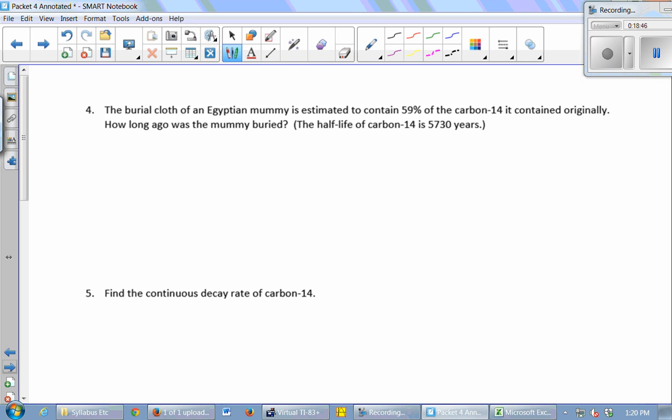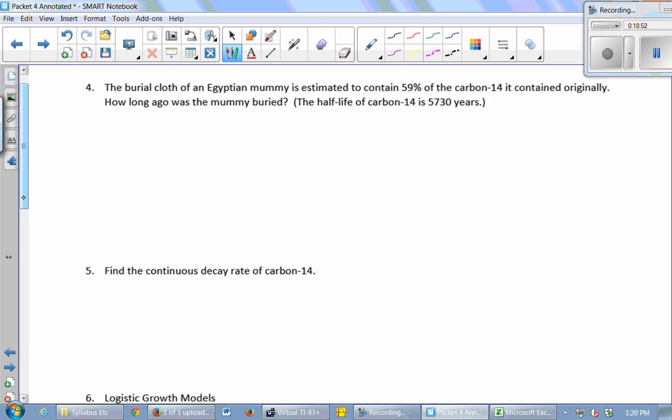All right, so we'll do a quick example, and then you'll do some on your own. The burial cloth of an Egyptian mummy is estimated to contain 59% of the carbon-14 it originally contained. This is called carbon dating. Some carbon is radioactive and it decays with a half-life of 5,730 years. So every 5,730 years, half of it is gone.